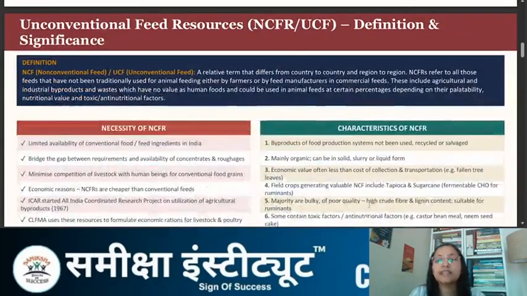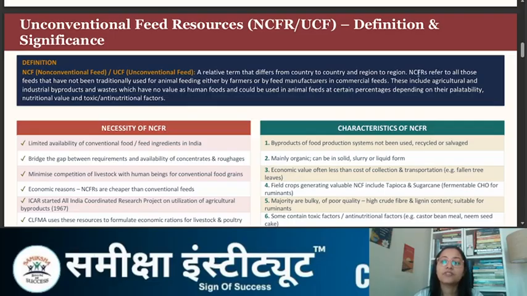At these times, unconventional feedstuffs can be provided. Basically, unconventional feedstuffs are alternative feedstuffs which sometimes contain anti-nutritive factors, so their inclusion levels are lower, and sometimes processing needs to be done. Unconventional or non-conventional feed is a relative term that differs from country to country. In some countries these are unconventional, but in others they are the major sources.